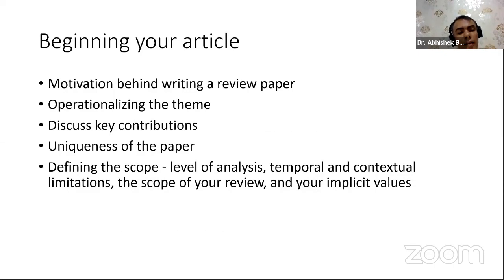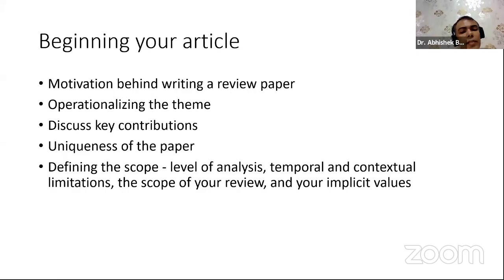When you start writing your article, these are the 4 or 5 things. Your introduction section to your review paper will have these 5 points. A is the motivation behind writing a review paper. Why does this topic need a review paper in the first place? Why were empirical papers not applicable? Why was case-based reasoning not so good? Why is this style of writing important for this?